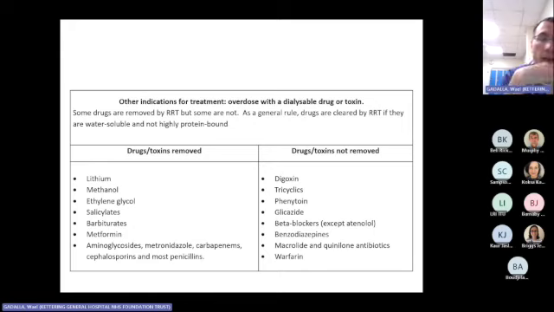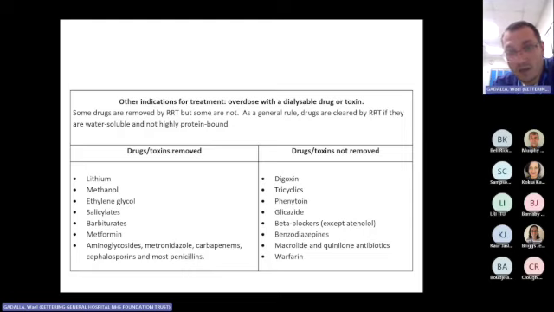These are the group of drugs that can be removed by dialysis. Basically, if the drug is highly protein bound and lipophilic, it is less likely to respond to renal replacement or to be washed out with dialysis. This group of medications are digoxin, which is very highly protein bound, tricyclic antidepressants, phenytoin, glycosides, beta blockers, benzodiazepines, macrolides and quinolones, and warfarin. So these cannot be dialyzed.